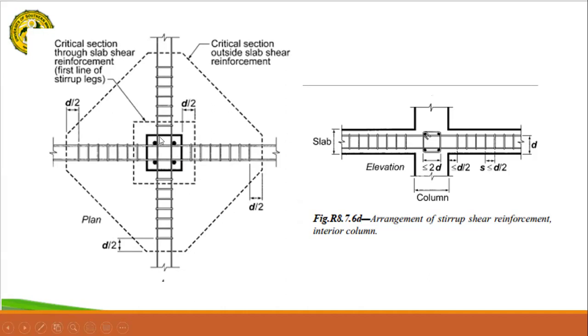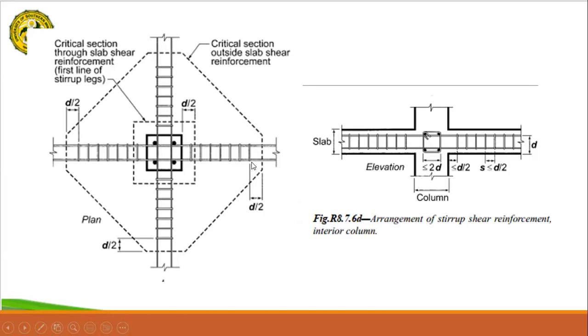So we have here d/2, d/2, and d/2, so that the total length here is the size of the column or the width of the column plus d/2 plus d/2. So if this is a square column, all sides are equal. To measure, you measure this one length and multiply it by 4 to get the total perimeter of this critical shear region.